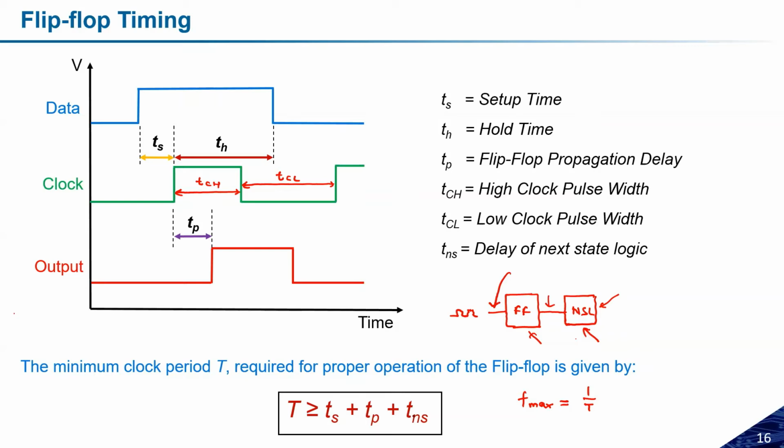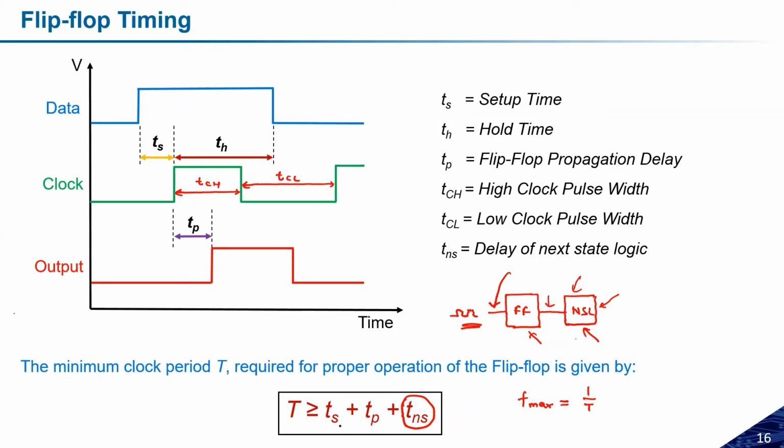Okay, so this is where TNS comes into the picture. TNS is nothing but the delay of the next state logic. And if the next state logic is very fast, then yes, we can increase the frequency of the clock pulse, so that if we are changing the input, NSL will be able to hold those changes. Okay, so this is the TNS.